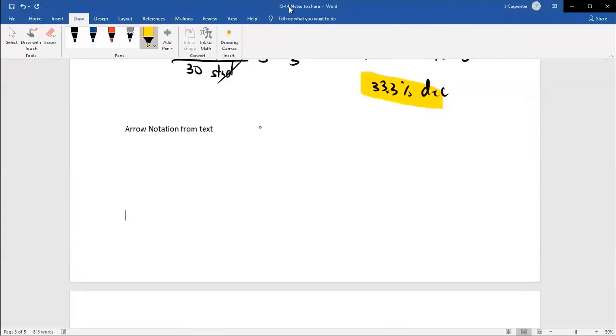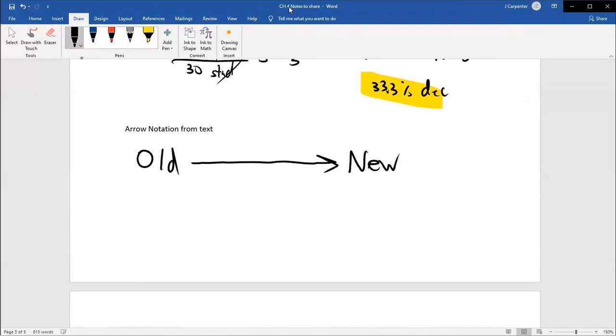So what this looks like is you have an old value with units. You've got this kind of long arrow pointing at something else, and it points to the new value. Above it is the total change, and below it is the percent change.